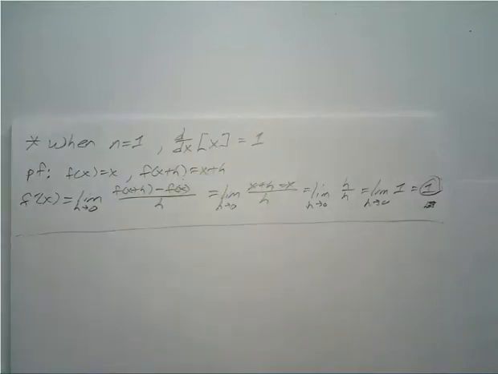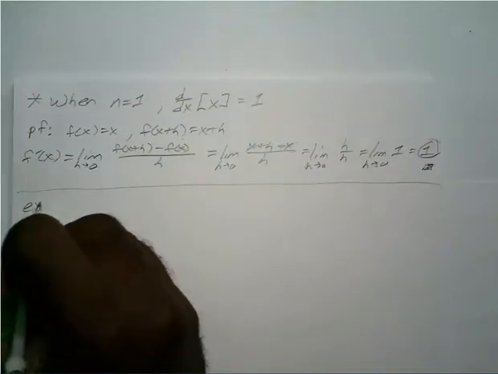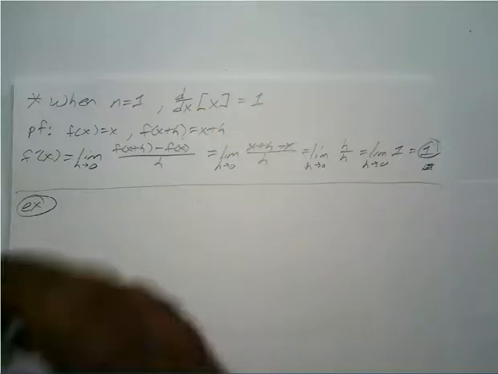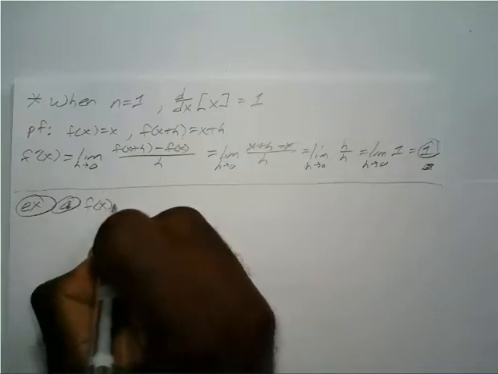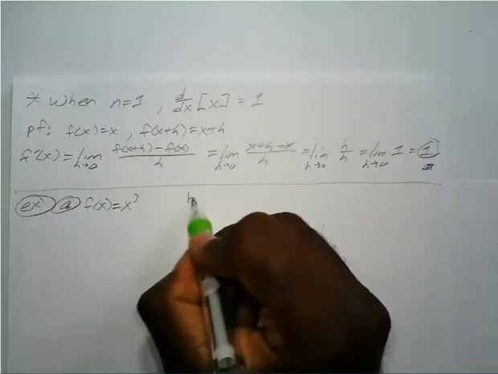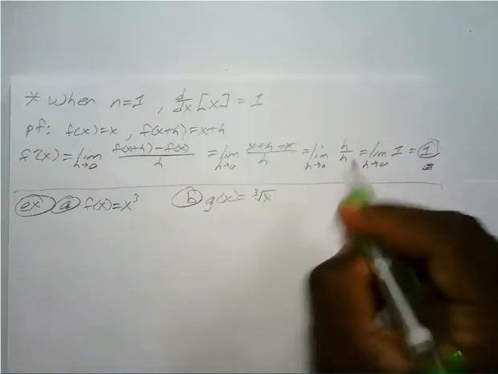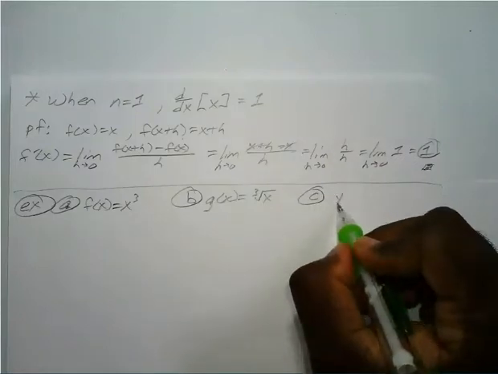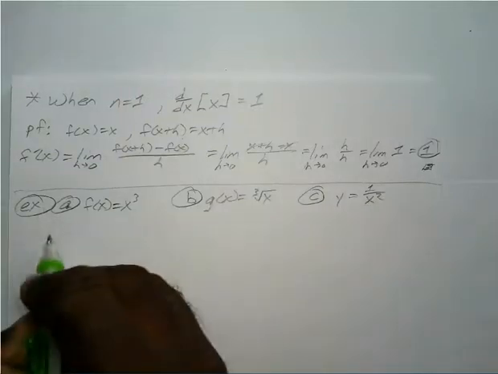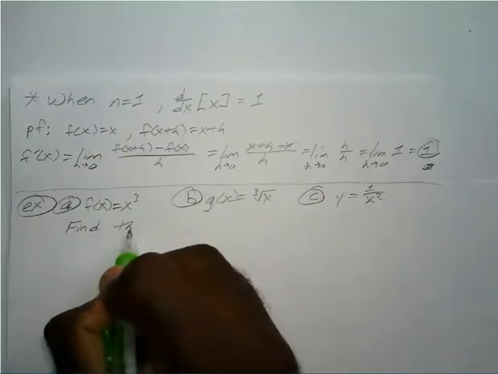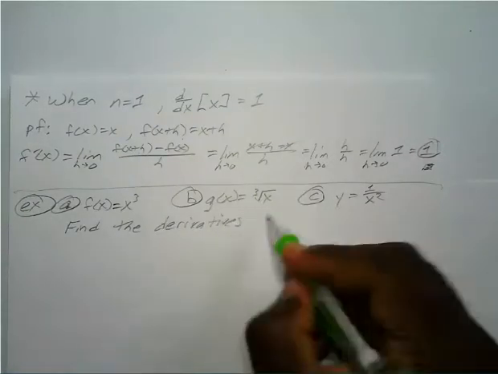Alright, so let's look at a couple of examples and kind of put all of that into action. Alright, so let's say for problem A, f of x equals x to the third, for problem B, g of x is equal to the cube root of x, and for problem C, let's say y is equal to 1 over x squared. And we want to find the derivatives using the power rule.